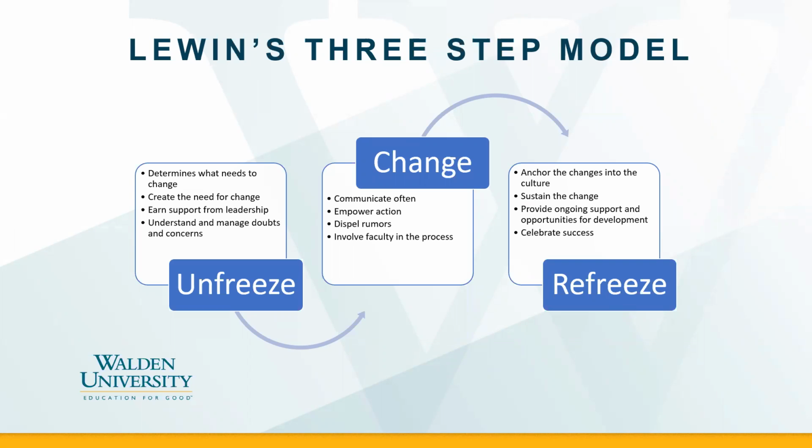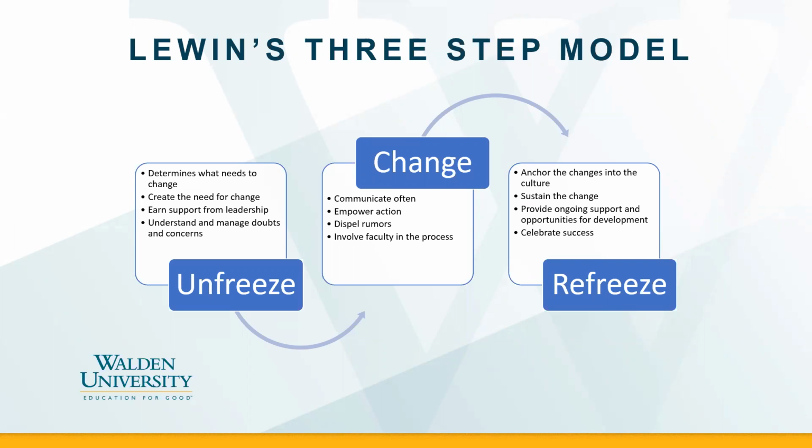So in the unfreeze portion of the Lewin's change model, we begin with determining what needs to change. We're seeing a problem, we're seeing an opportunity, we're seeing students' needs, university needs evolve. And so we determine based upon that what needs to change. Then we create the need for change. So that's when we lay the foundation to begin that change process.